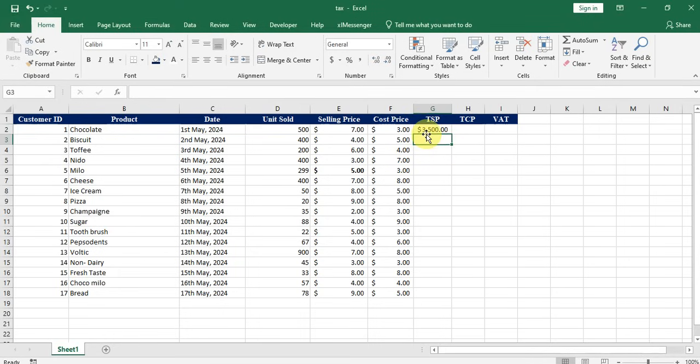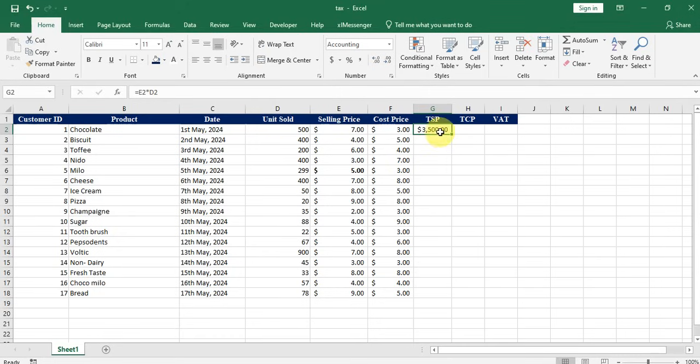That will be the money that we get for chocolate. The money we got for chocolate is 3,500. Now we are coming to calculate it for biscuits, toffee, noodles, Milo, cheese, ice cream, pizza, champagne, and others. We don't want to be doing it one by one. Let's say your products are many. If you do it one by one, it will take you a whole lot of time. So how will you do it?